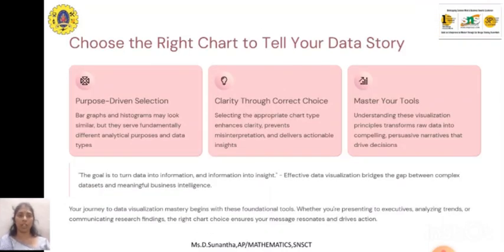Next is choose the right chart to tell your data story. First one, it should be purpose driven selection. Second one, it is clarity through correct choice. Next is master your tool so that you can do it perfectly.